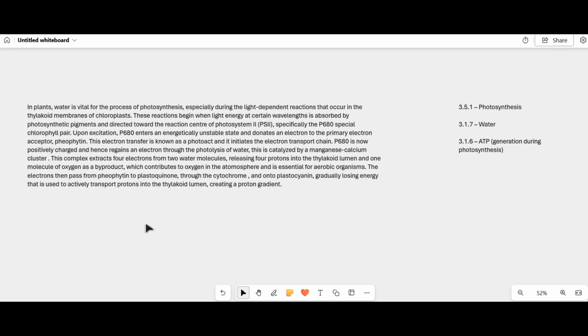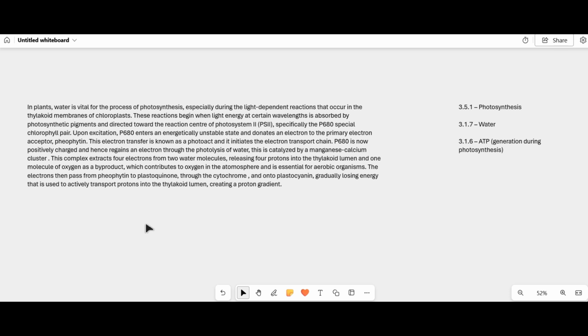So photolysis of water is inside A level, but you need to go into a little bit more detail here. This is catalyzed by a manganese calcium cluster. This manganese calcium cluster accepts certain things and it's the reason it catalyzes the photolysis of water. So that's what it actually comes down to. Mentioning that manganese calcium cluster shows that extra information, that you know what you're talking about.